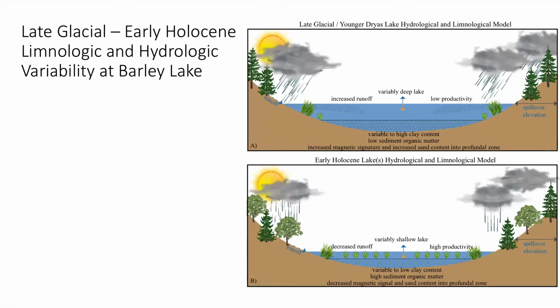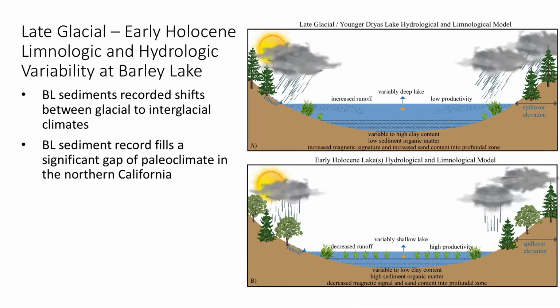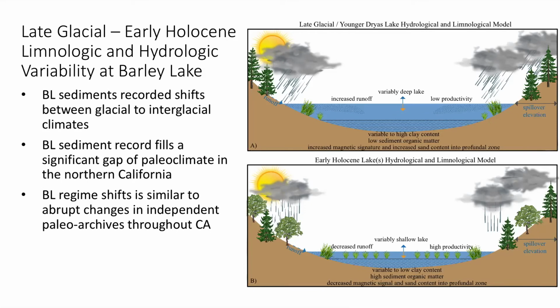Okay, so Barley Lake's response to shifts between glacial and interglacial climate regimes is reflected in its response to changing environmental conditions, which is influenced by the lake system productivity and sedimentation. Overall, the new Barley Lake sediment record fills a significant gap of paleoclimate in Northern California. Remarkably, the timing of Barley Lake regime shifts is similar to abrupt changes in independent paleo archives throughout California and reflects a consistent response to changing glacial and interglacial climates.